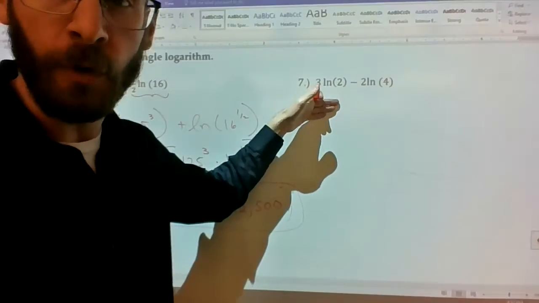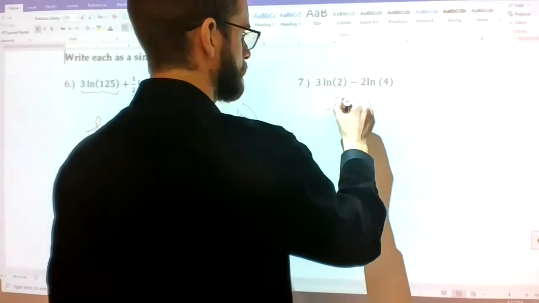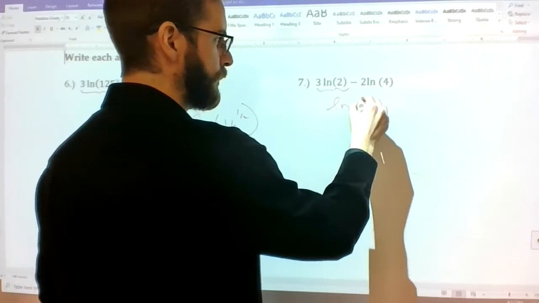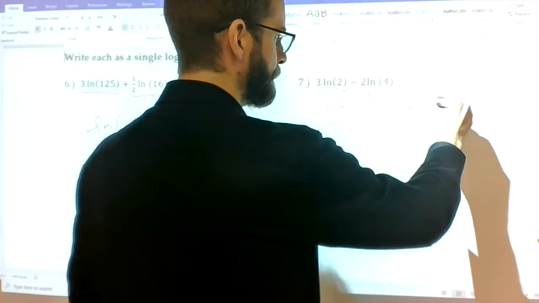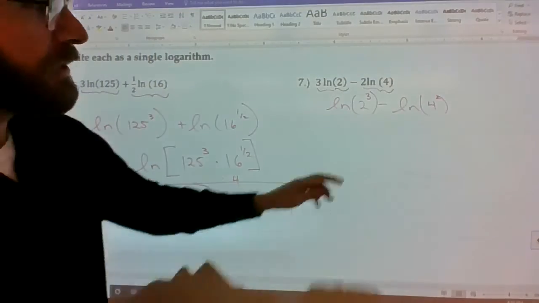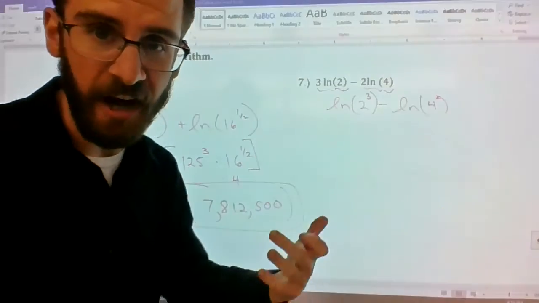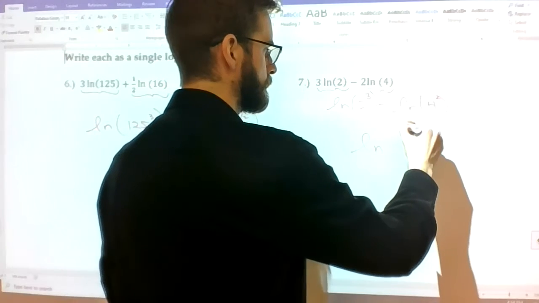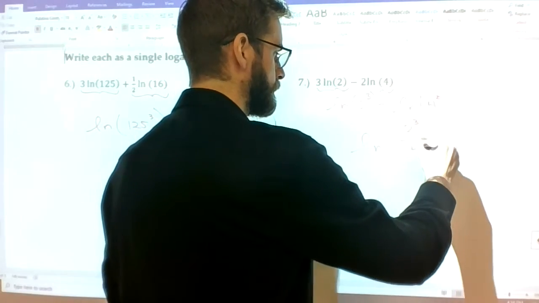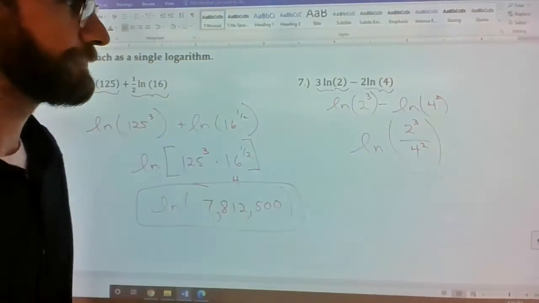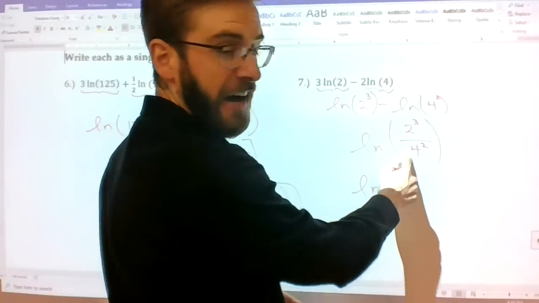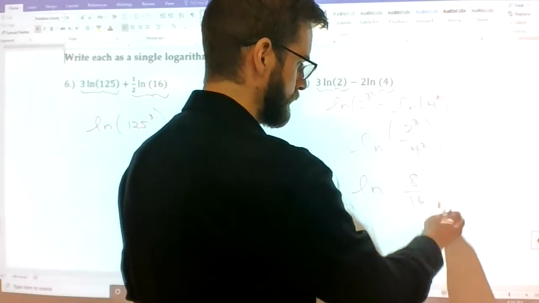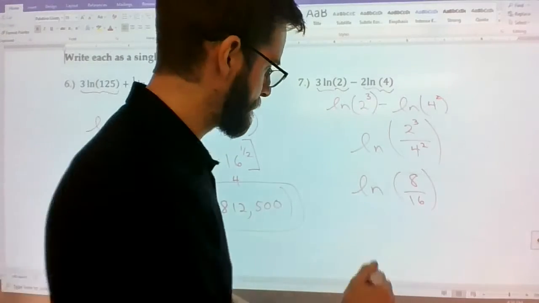Let's try it with something hopefully more reasonable. Okay, clean log here would be 2 to the third power. Clean log here would be 4 to the second power. Subtraction between 2 logs of the same base means divide. Hey, this is a good one. So, natural log of 8 divided by 16 is the same as a natural log of 1/2.